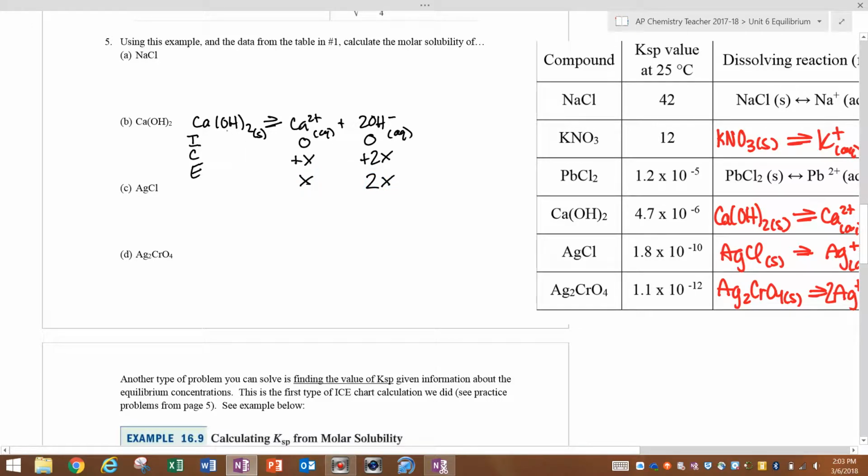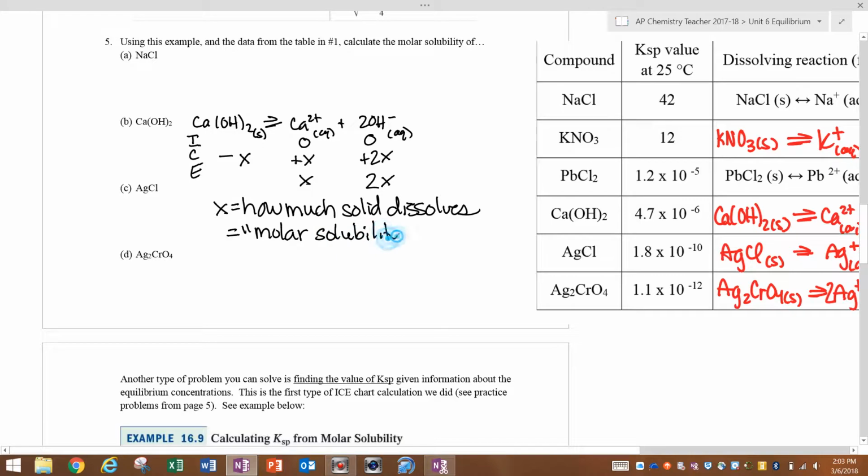And we ignore the solid because it's a solid, so it doesn't get included in the K expression. But if you're thinking about the change in my solid, it would be negative X, right? So X represents how much solid dissolves. That's one way to think about it in this context. Therefore, we call X the molar solubility.